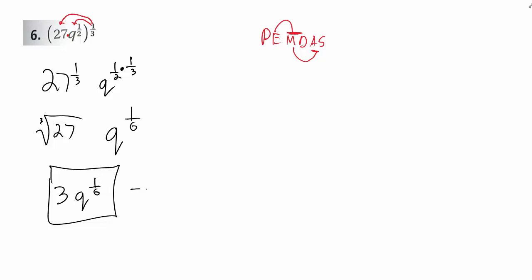Now, you don't have to concern yourself with this, but another way you could write this, since it's given in exponential form, I would leave it in exponential form. You could also write the 1/6 power as a 6th root of q, but just leave it in exponential form. There's no need to convert it to radical form since the directions don't say to do that. That's the answer for number 6.